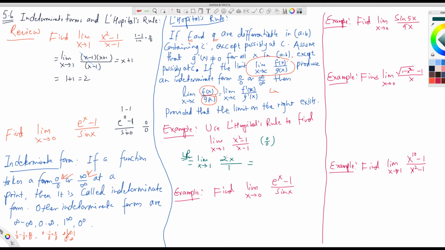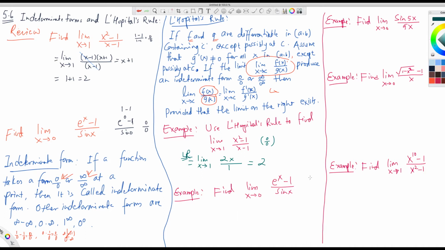Do you get 0 over 0? No, you don't get 0 over 0 anymore. So 2 times 1 is 2, over 1 is just 2. That is the answer. You don't have to do all the simplification. It is just easy, right? Find the derivative of the top separately, find the derivative of the bottom separately. Never make a mistake by doing the quotient rule here. Just find the derivative of f, find the derivative of g separately and plug in the limit. Let us do the second example that we were not able to do.